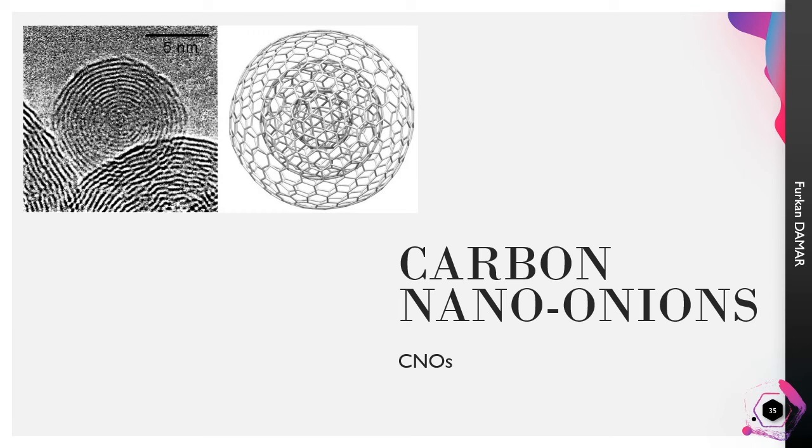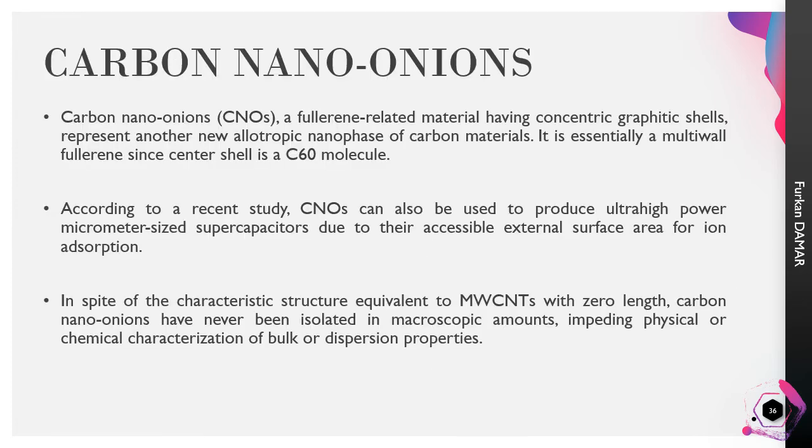And now I will introduce carbon nano-onions, shortly CNOs. Carbon nano-onions, a fullerene-related material having concentric graphitic shells, represent another new allotropic nanophase of carbon materials. It's essentially a multi-wall fullerene since the center shell is a C60 molecule.